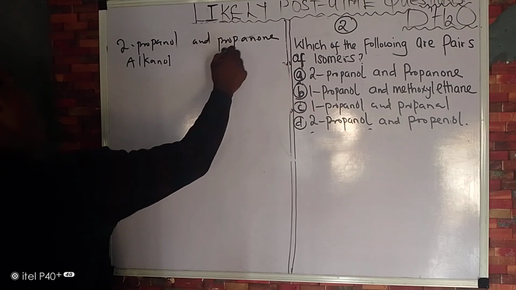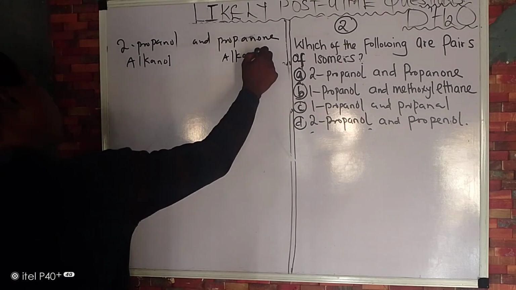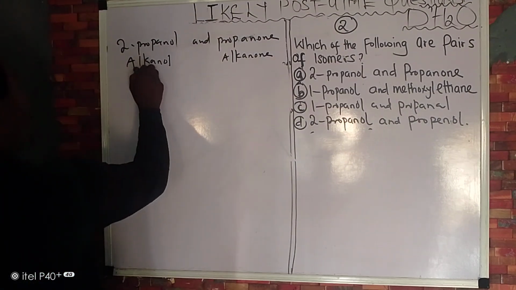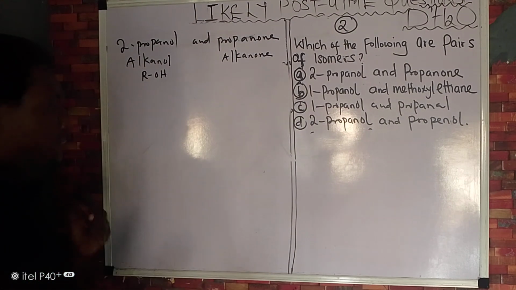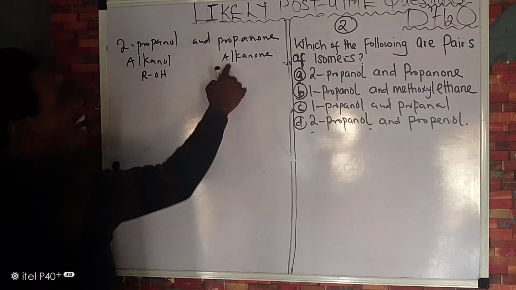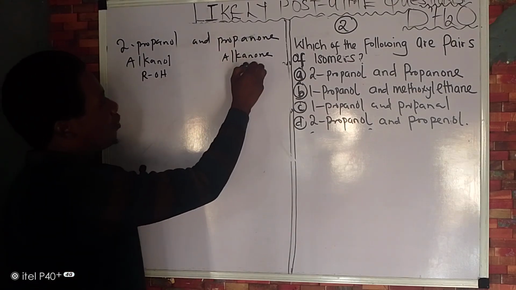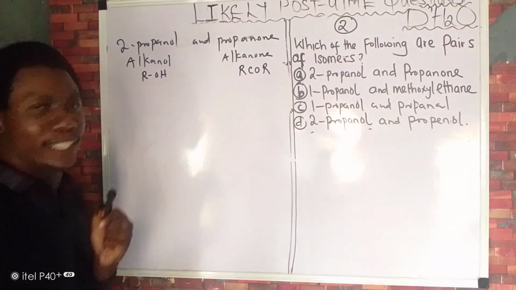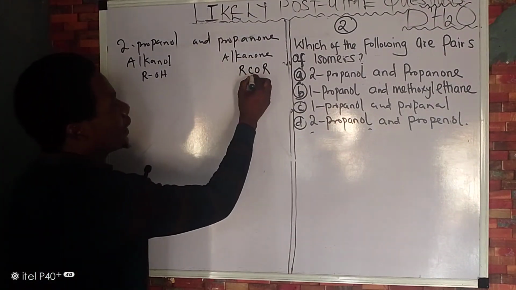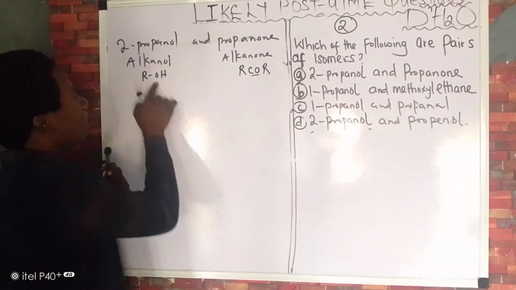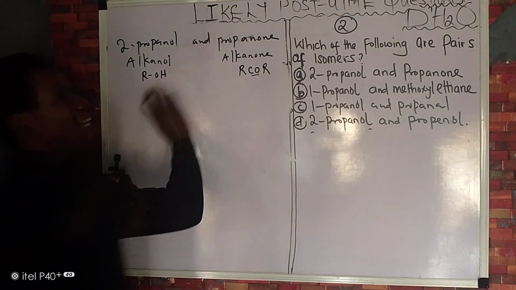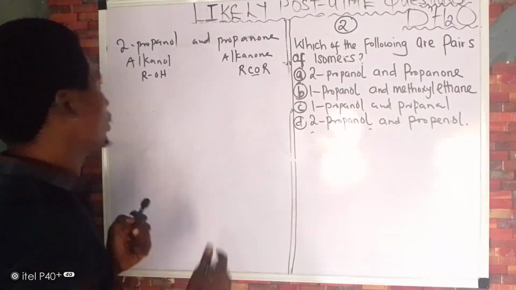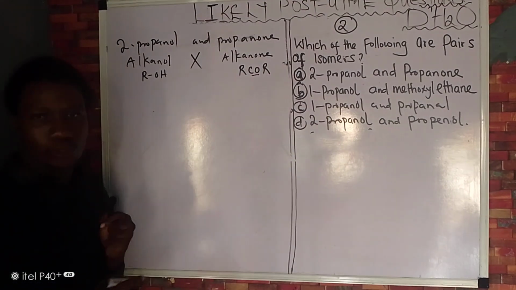Why is this a member of alkanol? Don't forget that. For alkanol, you have R attached to OH. But for alkanone, we have R-CO-R. So if you watch very well, you will see that this one contains a carbonyl, but this contains OH. So they can never exist as isomers. Take note, it must be noted. So that is ruled out.